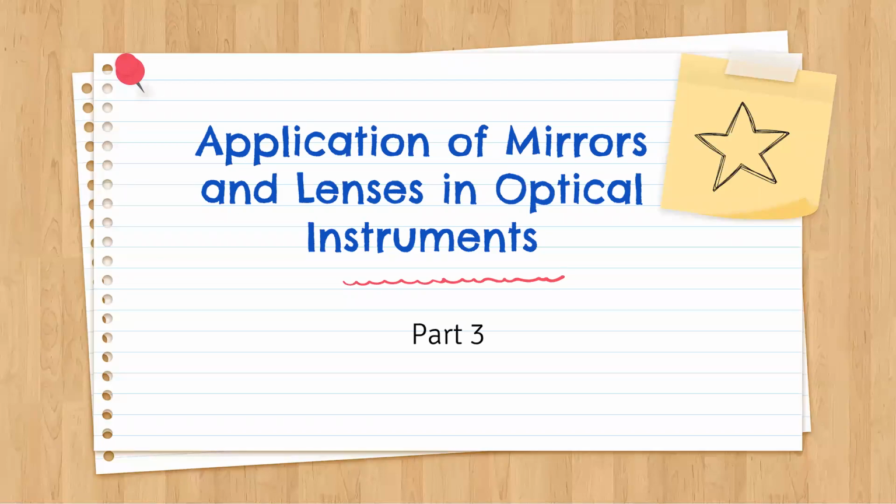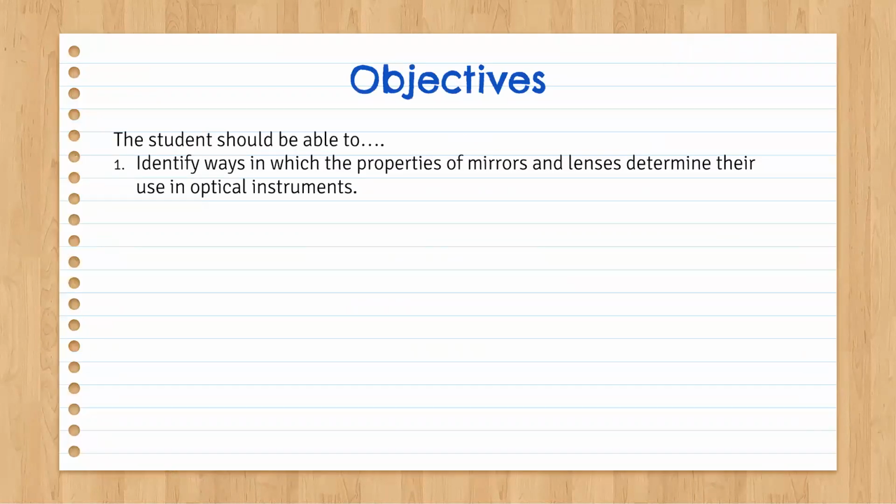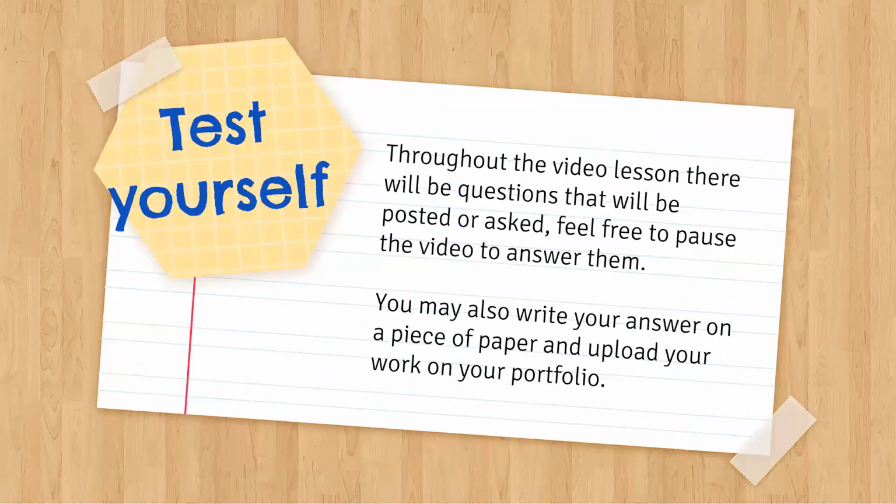In this video lesson, we are going to discuss the application of mirrors and lenses in optical instruments. Our objective includes identifying ways in which the properties of mirrors and lenses determine their use in optical instruments.